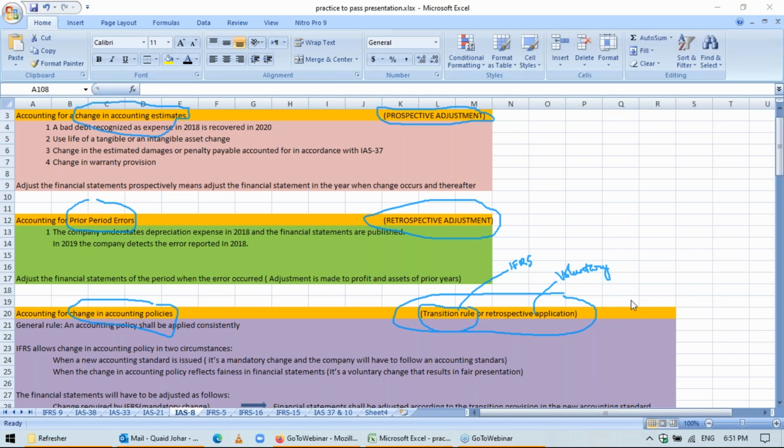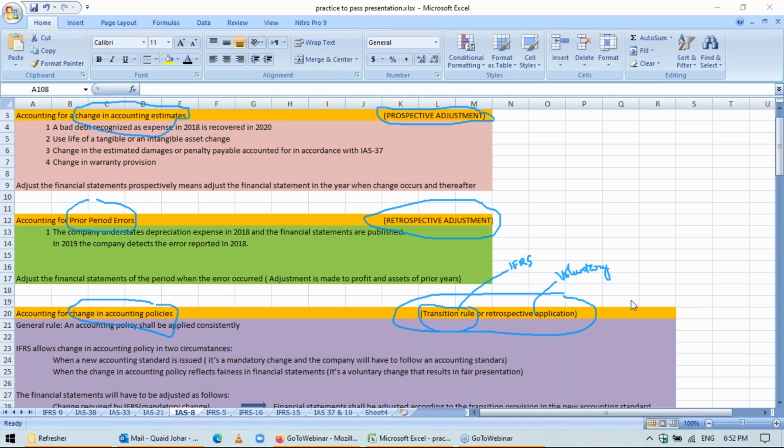You would have studied earlier that the policy application should be consistent. It should not change again and again, isn't it? So it should not change in reality. But sometimes you need to change the policy because it results in fairness or it is required by IFRS. So if IFRS requires it, use the transition rule. And if you are changing voluntarily, that will result in fair presentation. Only then you can change it. No other reasons. Only fair presentation is the reason. You cannot manipulate the financial statements for other reasons.